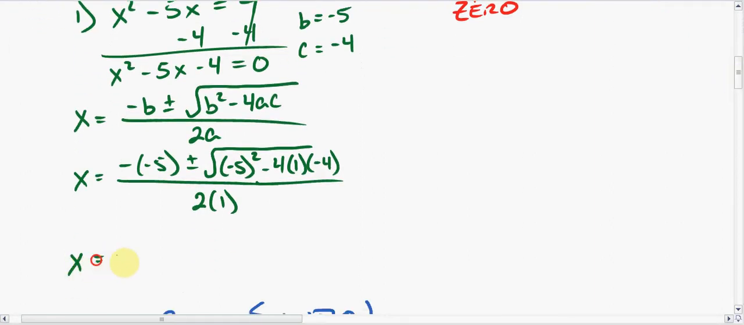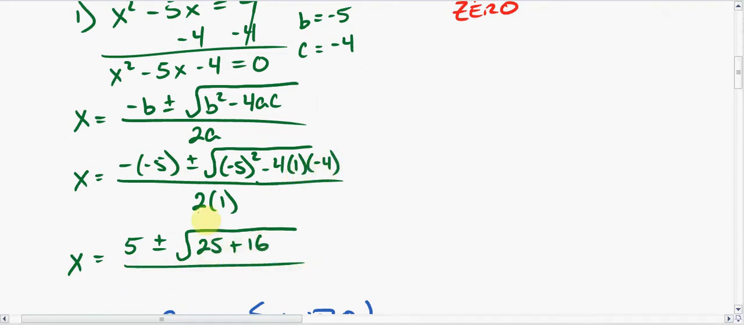So we've got x equals the opposite of negative 5, which is positive 5, plus or minus the square root. Negative 5 squared is positive 25. Negative 4 times 1 is negative 4. Negative 4 times negative 4 is positive 16, so I have a plus 16. 2 times 1 is 2, so it's all over 2. Then we have x equals 5 plus or minus 25 plus 16 is the square root of 41 all over 2. And you want to simplify this as far as you can.